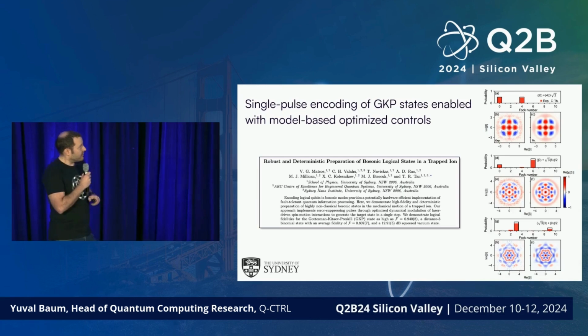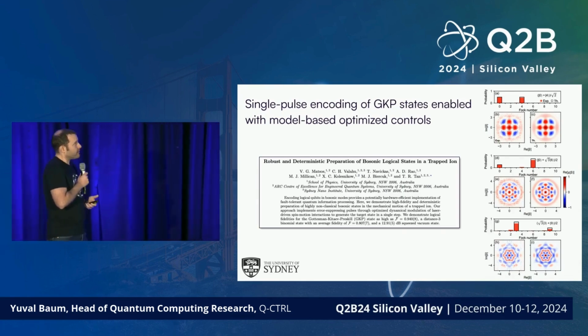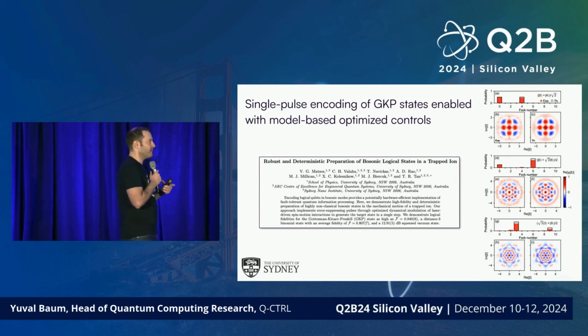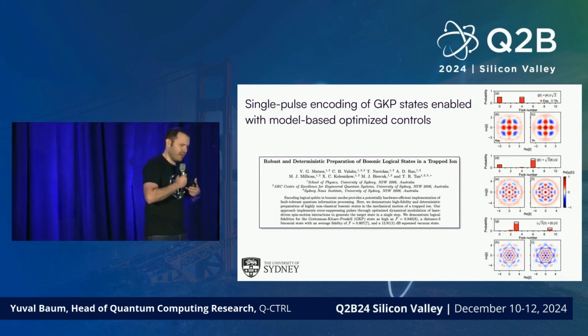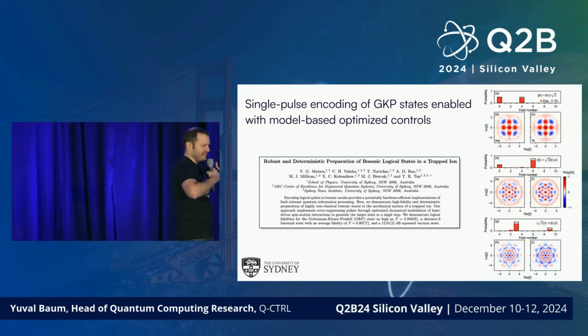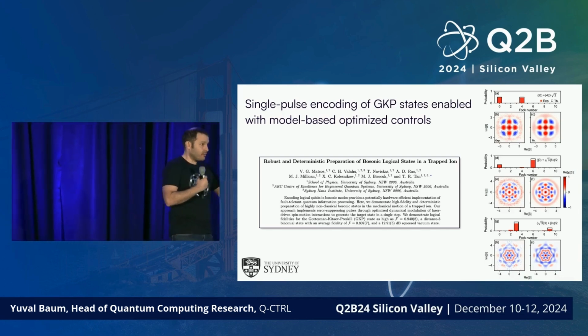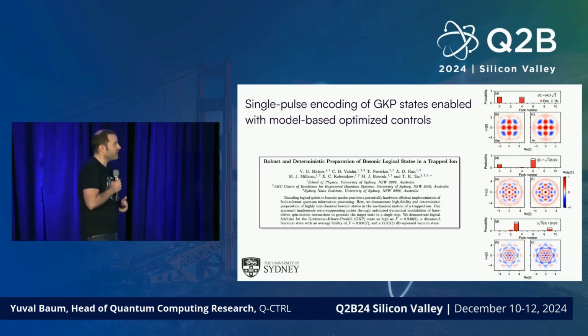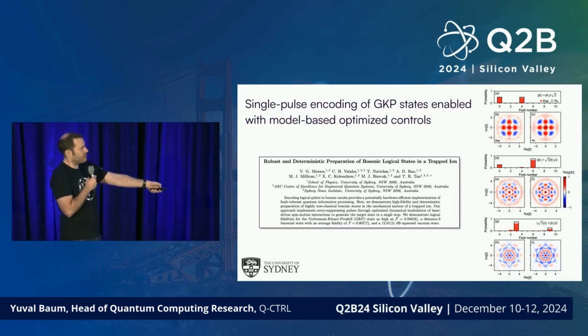The next demonstration that I want to show you is from the University of Sydney, where the goal is to use a single pulse to prepare a GKP state. Right? So instead of having a procedure that includes many gates and many operations, you want to use a single continuous pulse to create an arbitrary GKP state, where you can choose exactly the flavor of the state that you want to prepare.